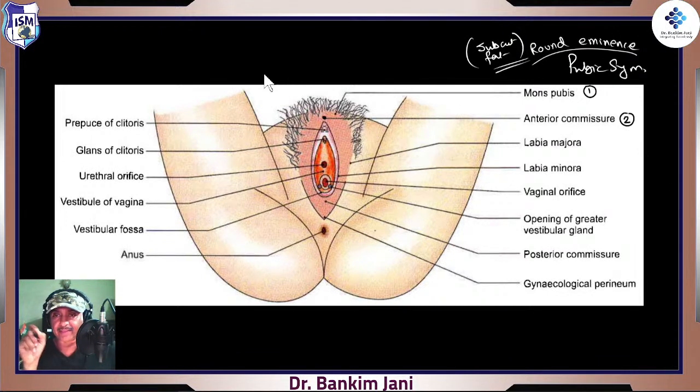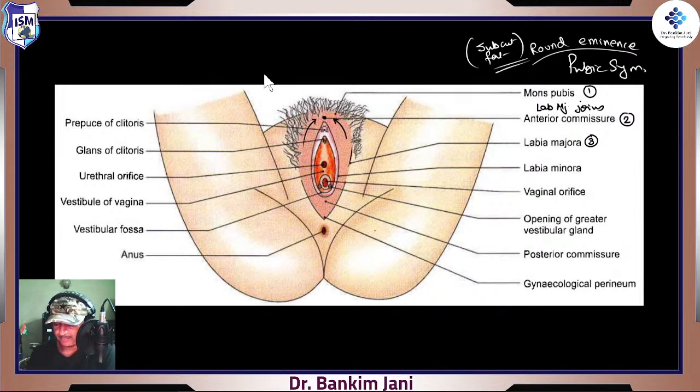So what is the anterior commissure actually? These are the skin folds. So this is labia majora, the major lips. Both the sides unite in front to form what's called the anterior commissure. So I'll just write it over here. The anterior commissure is where the labia majora join, obviously from both the sides.